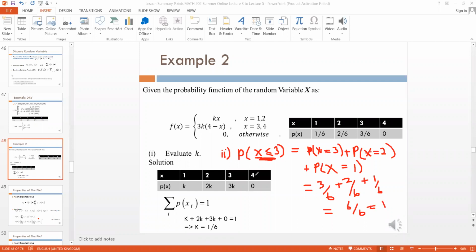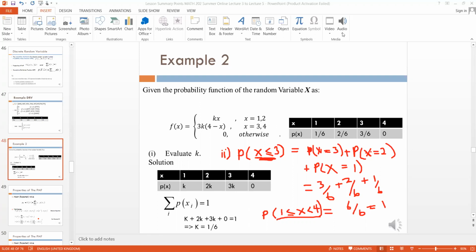At other times, x could be in between two values. So I could write x is greater than or equal to 1 but less than 4. You could also be asked this question. So you just take note of how to find the CDF, the cumulative distribution for the probability function.